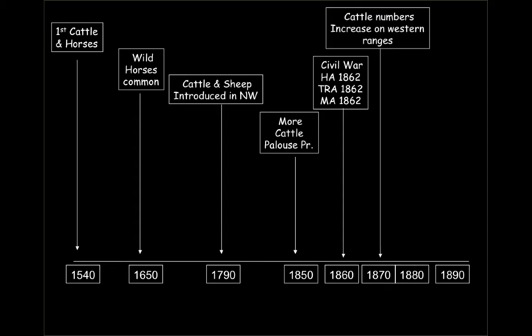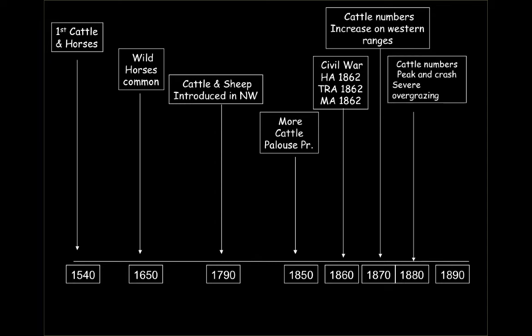At the end of the Civil War, a lot of people ended up moving west, and what ended up happening is they brought livestock with them, and so the number of animals on rangelands in the West really started to increase pretty drastically in numbers. So between about 1870 and 1880, a short 10-year span, cattle numbers reached the peak number in the western United States.